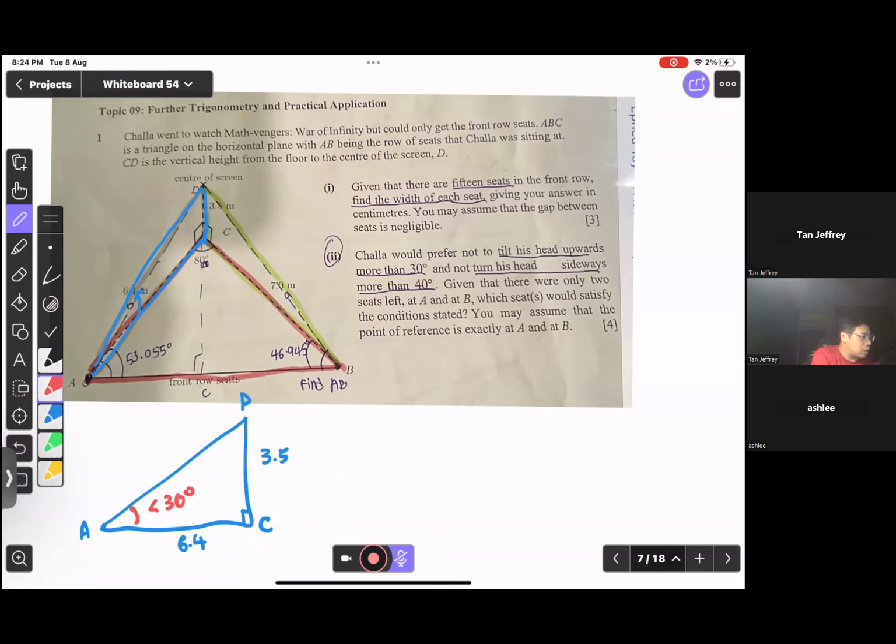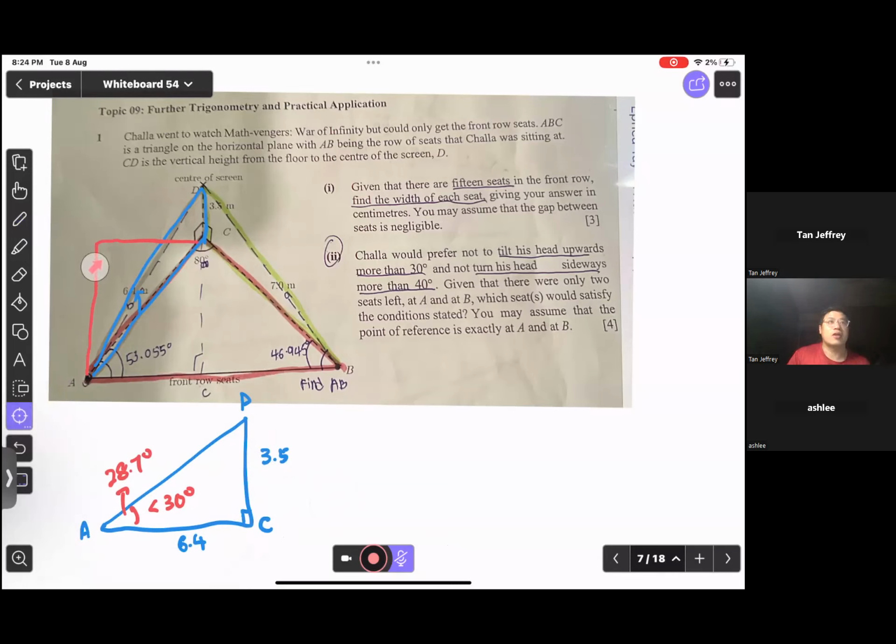So I checked the answer. The answer turns out to be 28.7. You know how to find out. Then after that, the second triangle is here, the one in red color. Let's say I'm facing front, then I turn my head to the side. So imagine I turn my head.